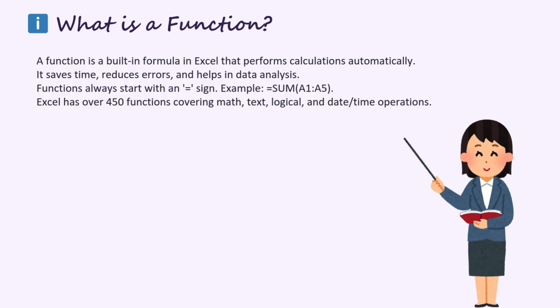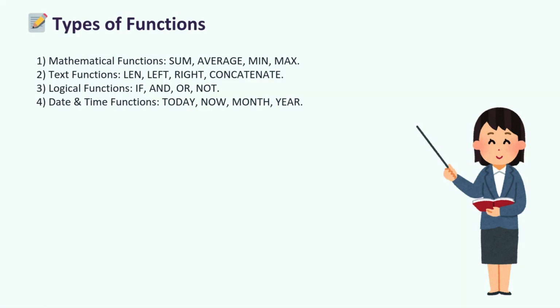A function in Excel is a built-in formula that performs a calculation for us. Instead of writing long formulas, we can use simple functions. For example, typing equals SUM and a range will automatically add numbers. Excel has more than 450 functions that help us with math, text, logical decisions, and even dates.